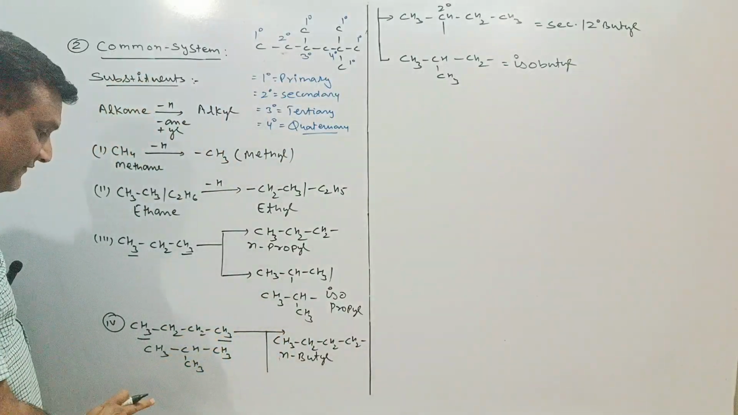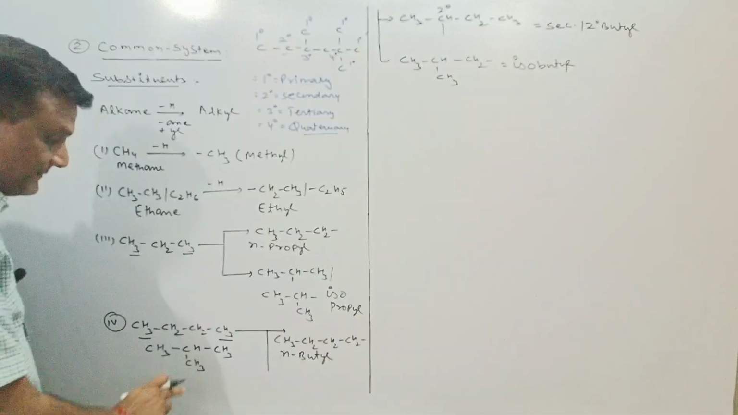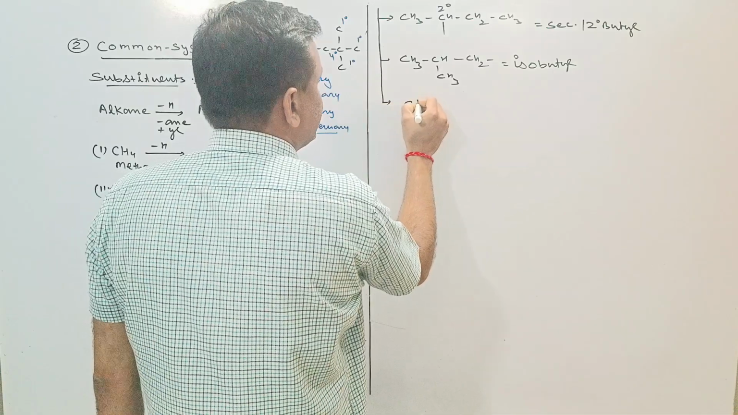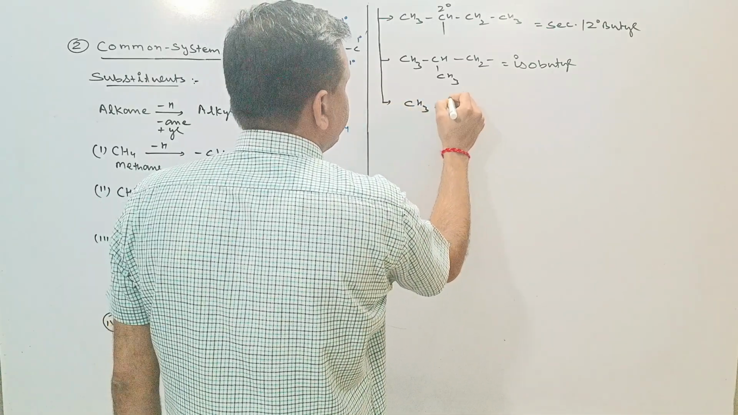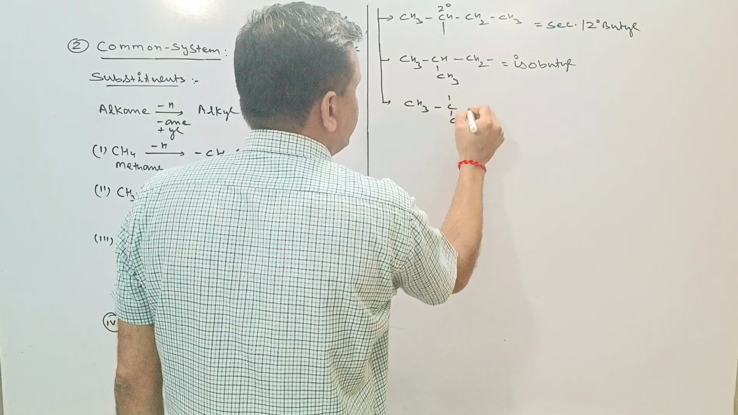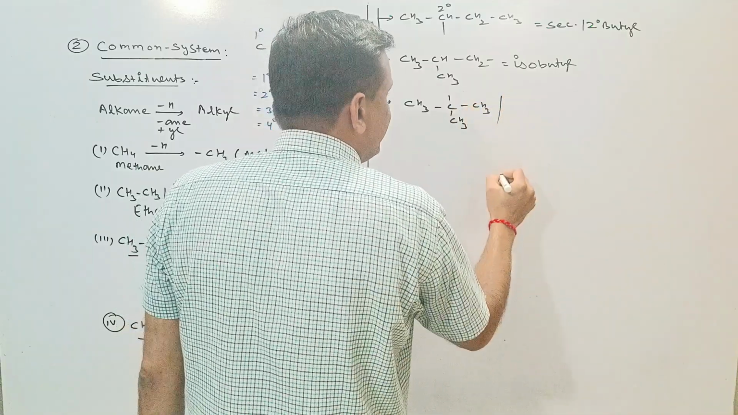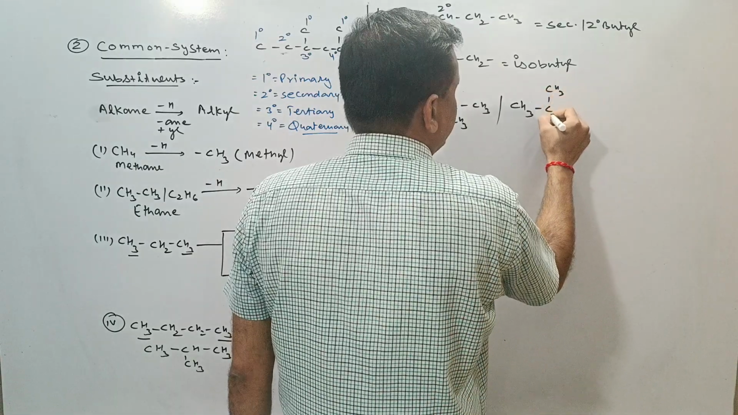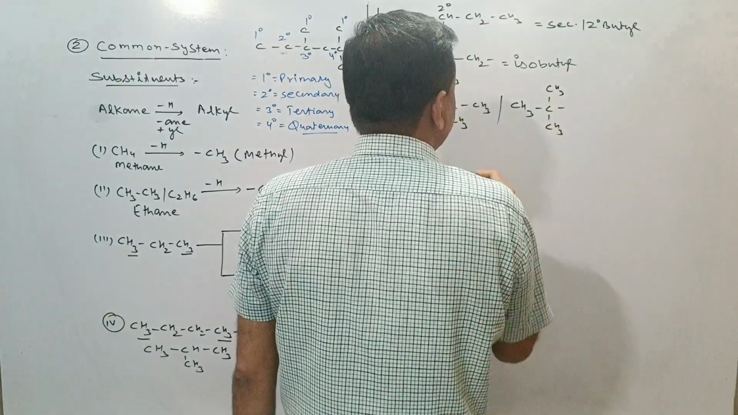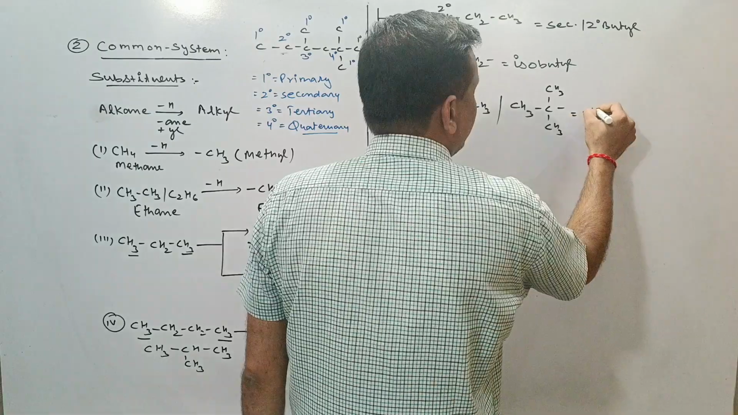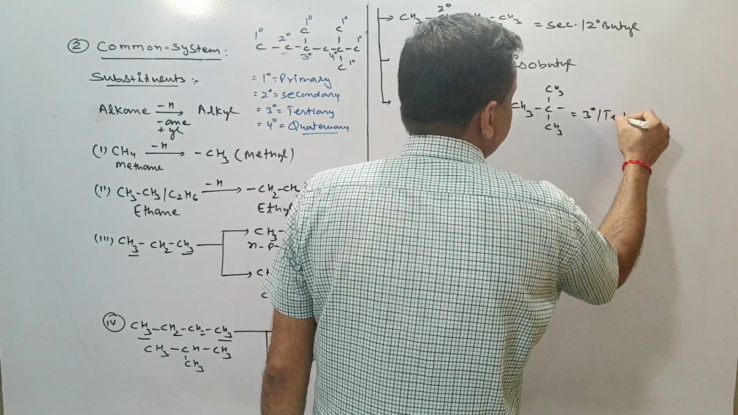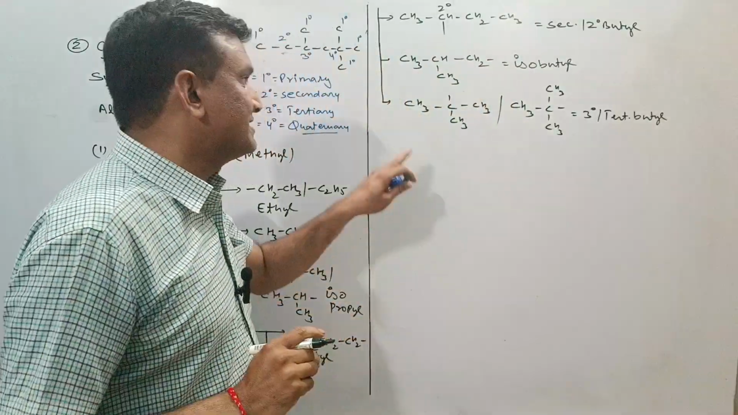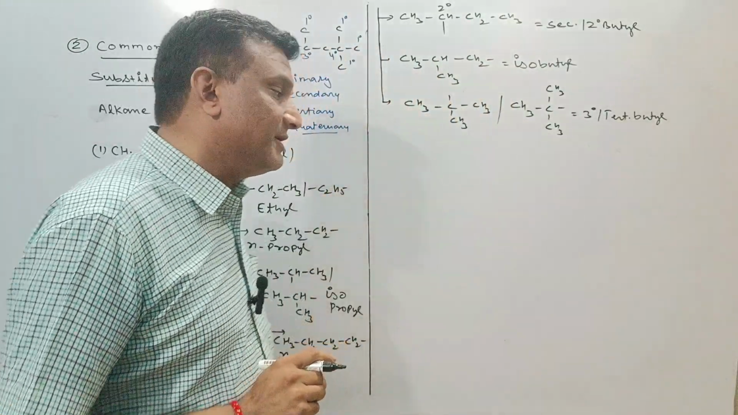And further, if I remove the hydrogen from the center, then it will be as follows. CH3, this is the C, removal of hydrogen, CH3 and CH3. It can be represented as follows also: CH3, CH3, CH3. It is called 3 degree butyl or tertiary butyl, tert butyl. This was regarding your 4 carbon atom.